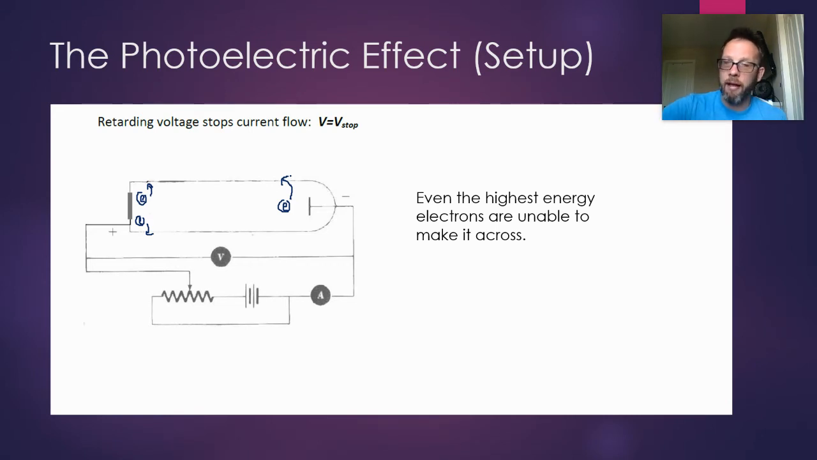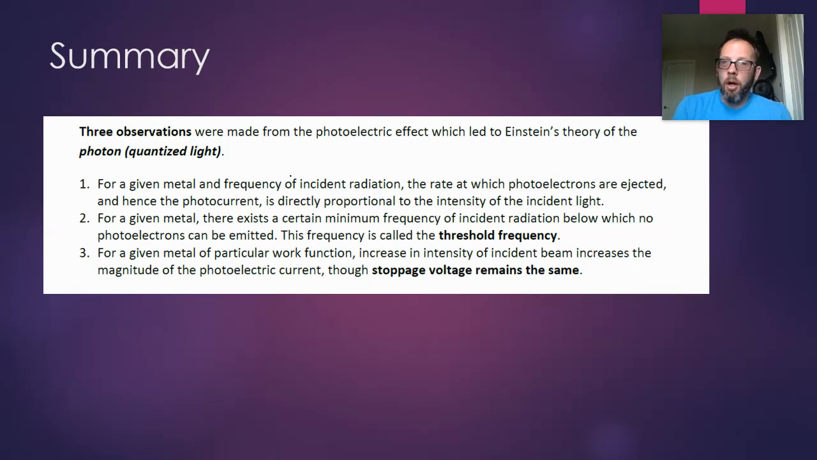So the last few slides have been an illustration of how we get that special threshold frequency f naught and how we calculate the work function for various metals. It involves the setup and varying the potential. Okay, so three observations from this photoelectric effect led to Einstein's theory of the photon.